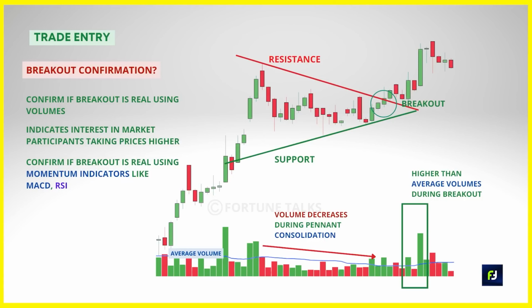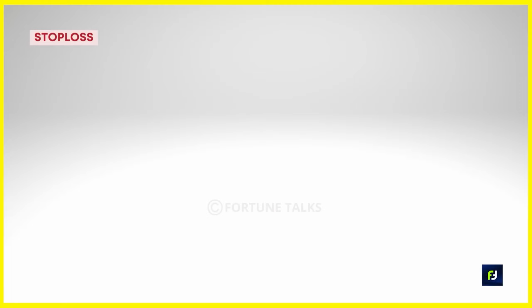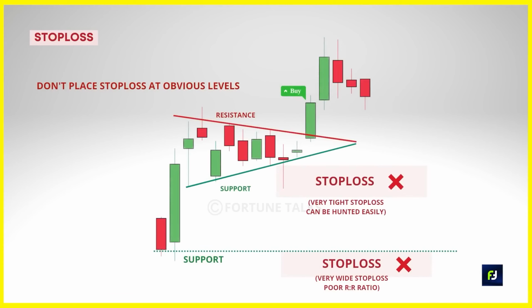Now that you have learned how the bull pennant works and how to enter it, let's talk about how and where to set the stop losses when trading the bull pennant pattern. As I have already discussed, you don't want to set your stop loss at obvious levels like support and resistance, swing highs or lows, etc. because you can get stopped out easily.